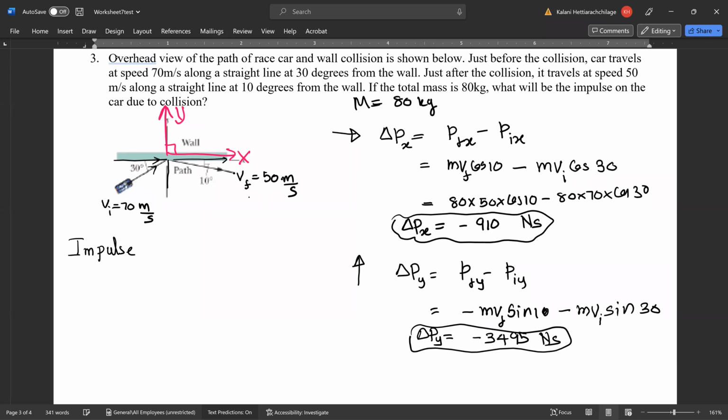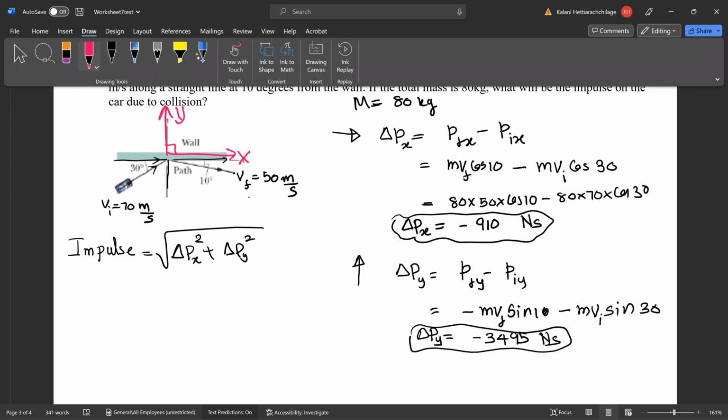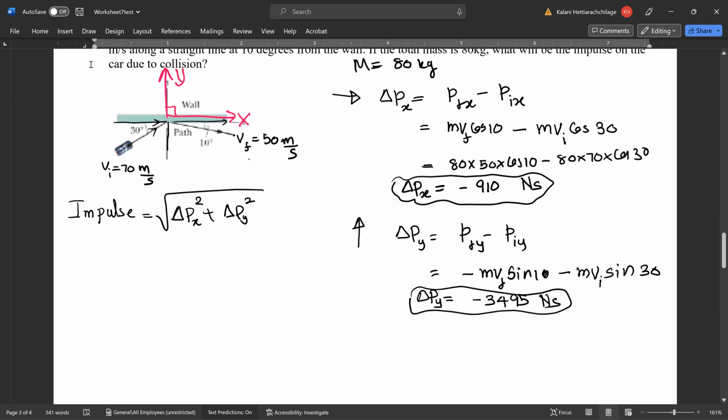Impulse, we usually use I, some people use J. Impulse will be, you need to use the Pythagorean theorem, px squared plus py squared, and square root. Why? Because now since I need the direction, I'm going to draw the vector diagram in here.